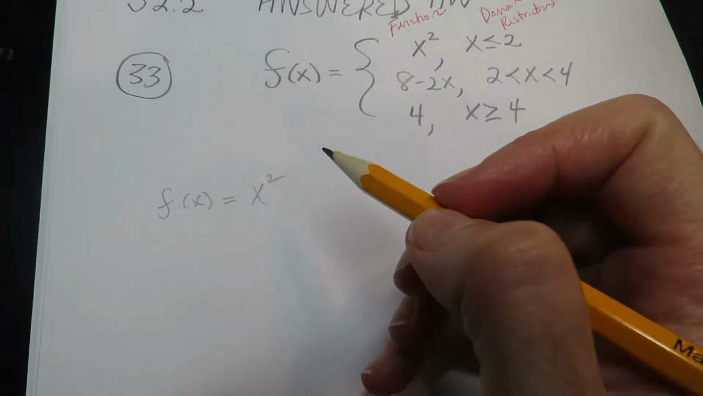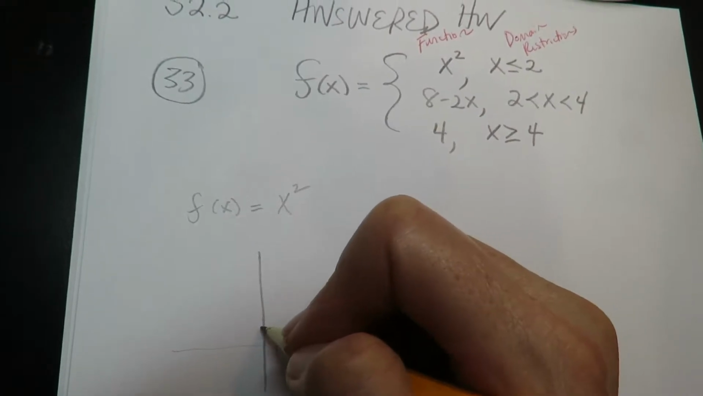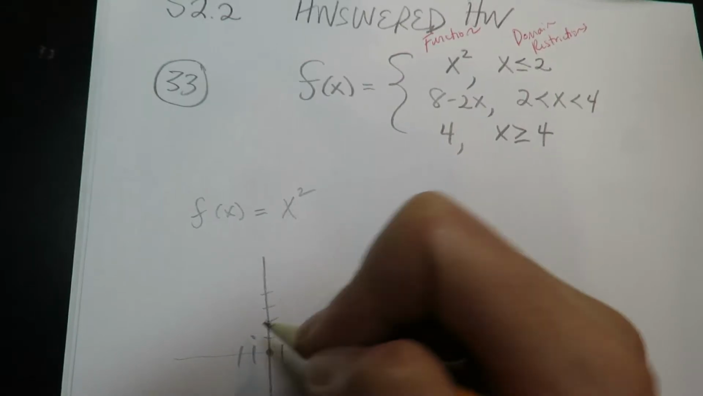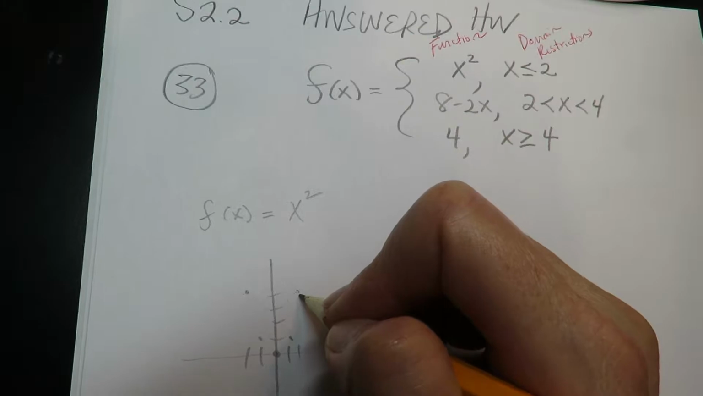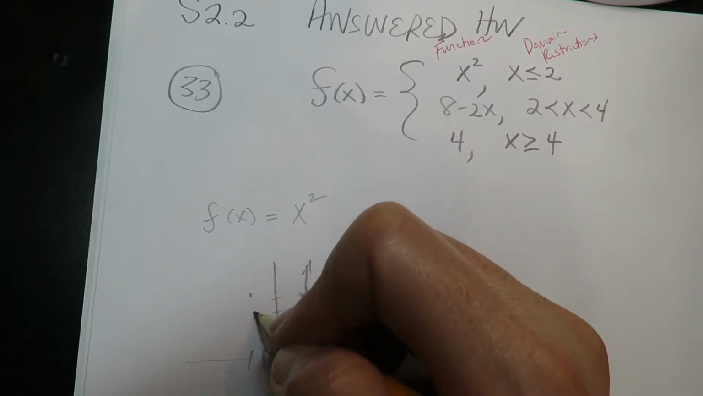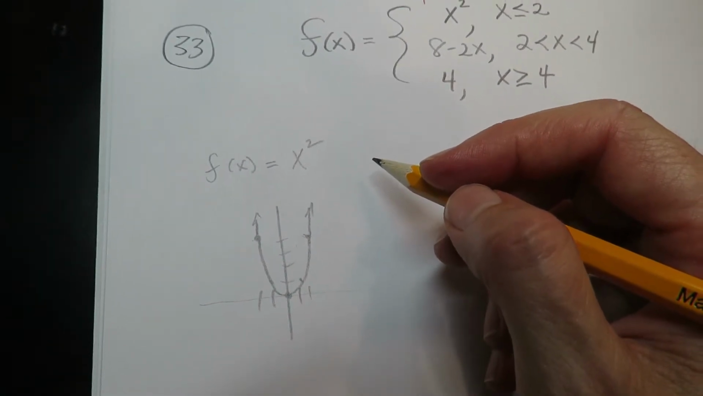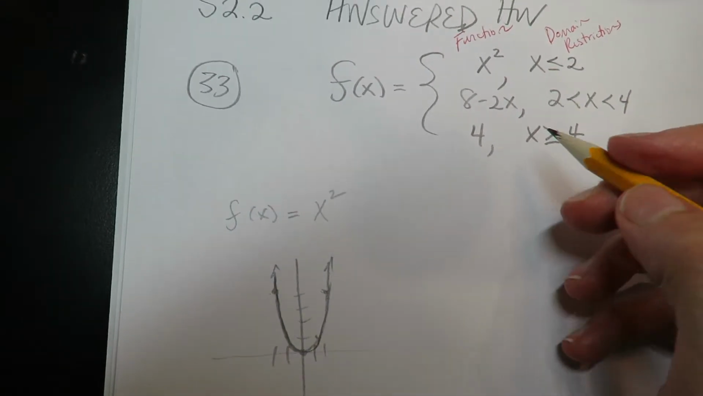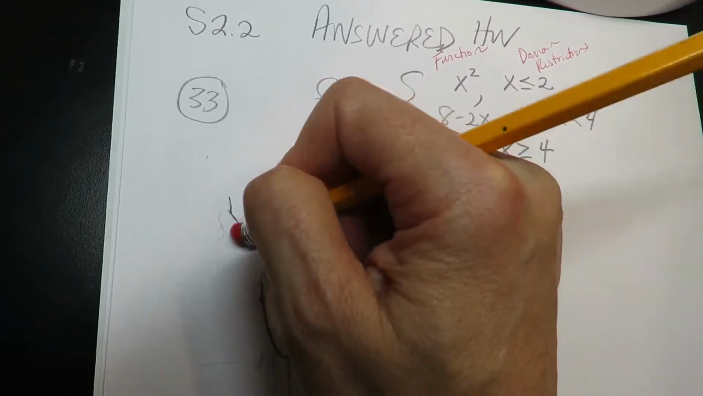Alright, so the first function is a parabola. It's at the origin. I'm just going to rough sketch a few points on it. Okay, that's our first function, which is the parabola. Let me just say y equals.